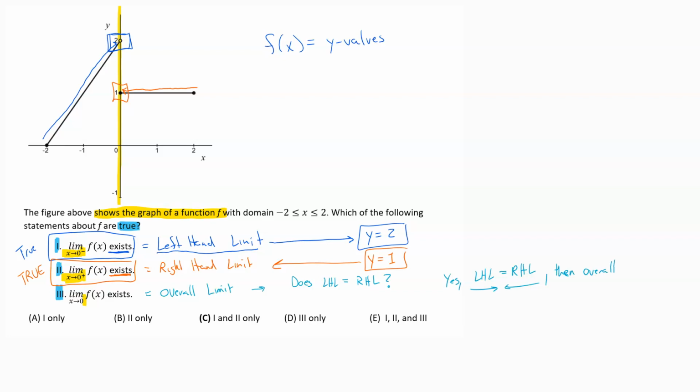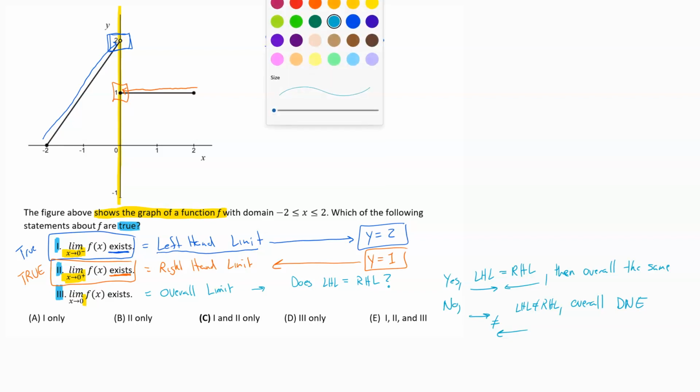If they're both headed to 3, then the answer is 3. The overall has that same value. If the answer is no, if my left-hand limit maybe is headed down here and my right-hand limit's headed there, if those two things are not equal to each other, then the overall, they just use shorthand notation, does not exist. DNE, does not exist.